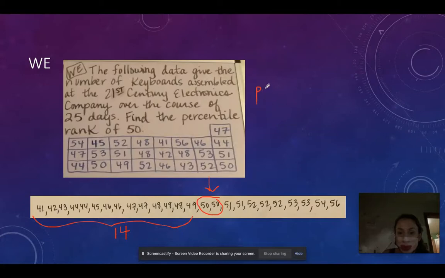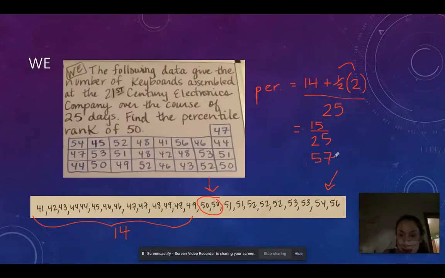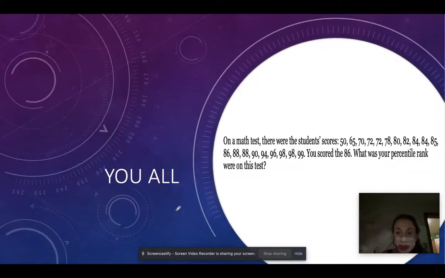So to get the percentile, we're going to do the 14 numbers that are less than it, plus, just like it said in the formula, a half times the number of times our value shows up, and then divided by the total number of values in the set. There were 25 days, 25 numbers. So that's 14 plus a half times 2 is 1, so that's 15 over 25, and 15 over 25 gives us 0.58 rather. And if we move the decimal back twice, that's about the 58th percentile.